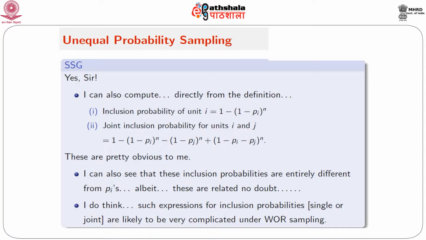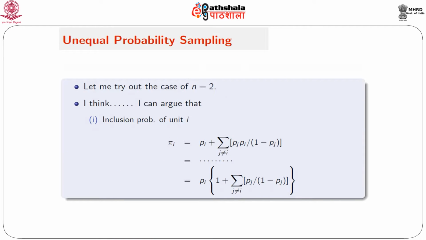Yeah, so one thing is, as you rightly said, these inclusion probabilities are not quite the pi's. 1 minus (1 minus pi) to the power n is nowhere near pi, or the joint inclusion probability is nowhere near pi pj, even though they are all related. So it is good that we need to know, and also you made a very good remark that under without replacement sampling, things are not going to be as easy as this, okay? Let me try out the case of n equals 2. You mean sample size 2, okay.